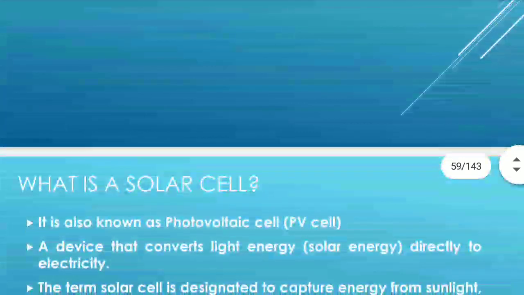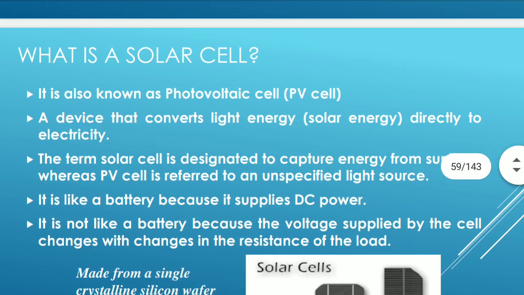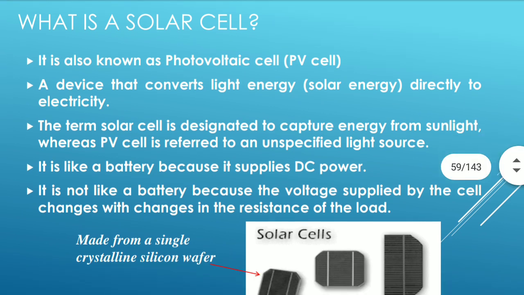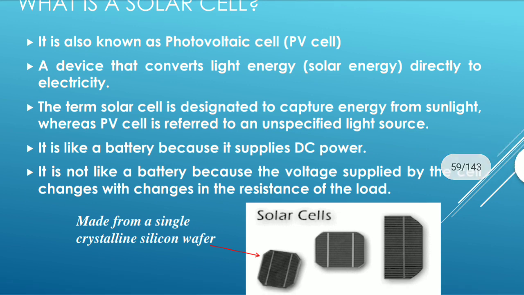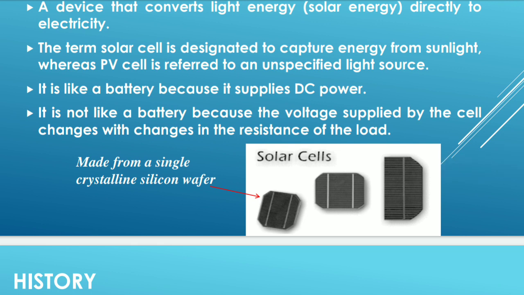Solar photovoltaic cell. What is a solar cell? It is also known as a photovoltaic cell (PV cell), a device that converts light energy, solar energy, directly to electricity. The term solar cell is designed to capture energy from sunlight, whereas PV cell refers to an unspecified light source. It is like a battery because it supplies DC power. It is not like a battery because the voltage supplied by the cell changes with change in the resistance of the load. Solar cells are made from a single crystalline silicon wafer.